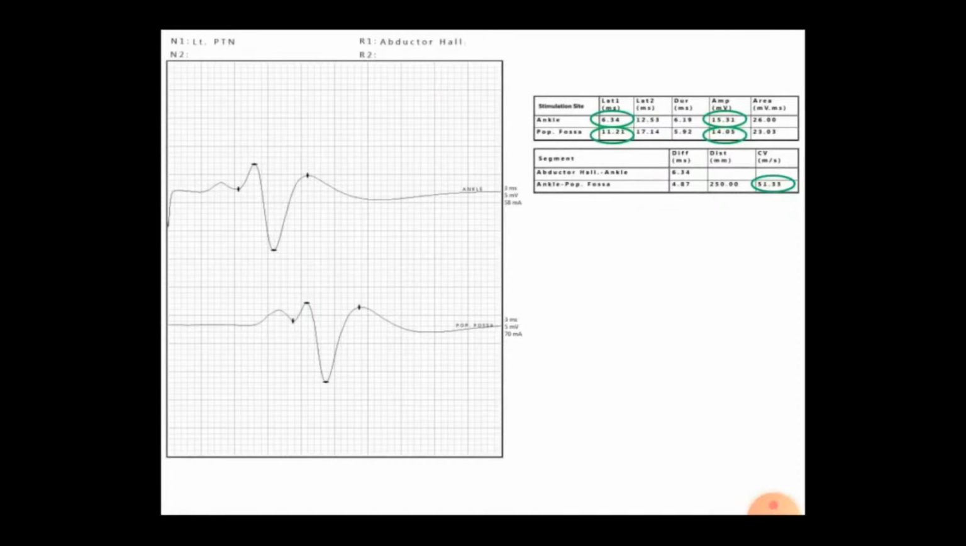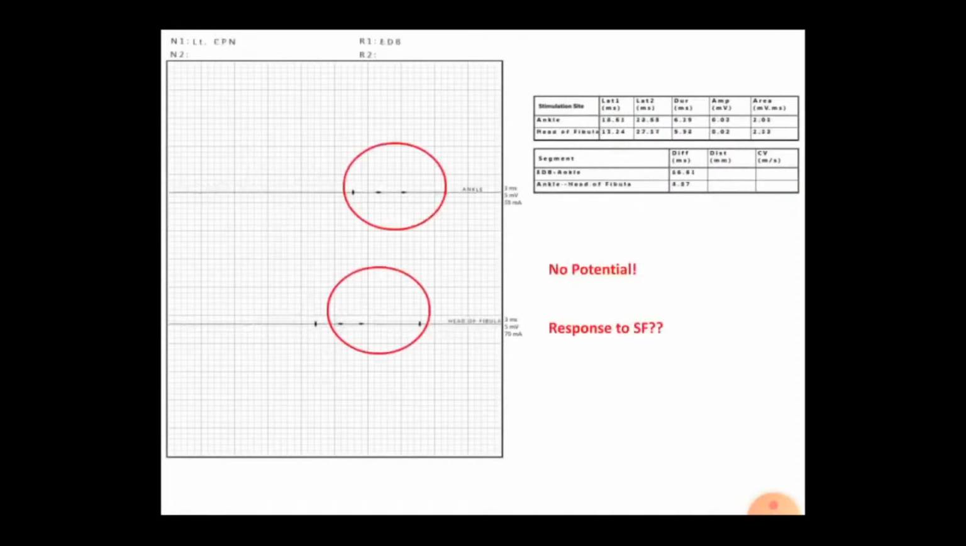Now let us go for peroneal. This is the report for left common peroneal nerve, recorded from extensor digitorum brevis. Here actually the potential itself is not generated. So it is suggestive of complete axonal degeneration in common peroneal nerve of left side. So we have to cross check with the opposite side also, you can do.